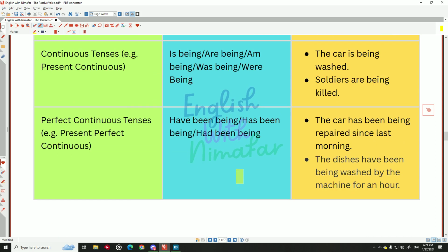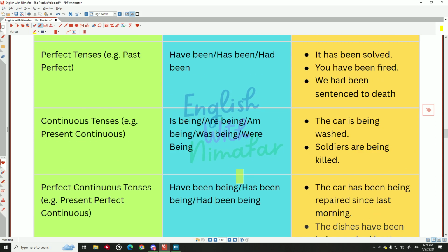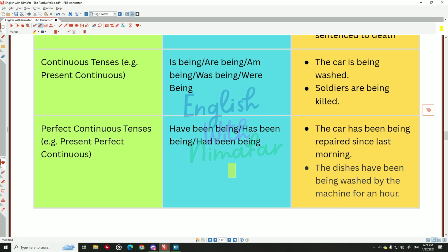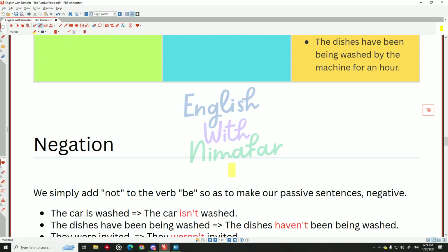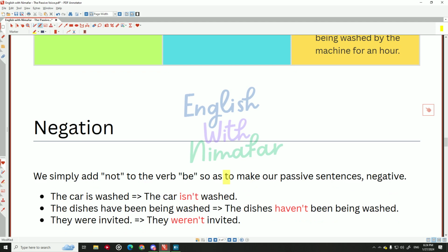Okay, right now we just talked about was, it has been sold, you have been fired. These are all affirmative sentences. What about if you want to talk about negative? That's pretty easy. We simply add not to the verb be, in order to make our passive sentences negative. For example, the car is washed. The car isn't washed.